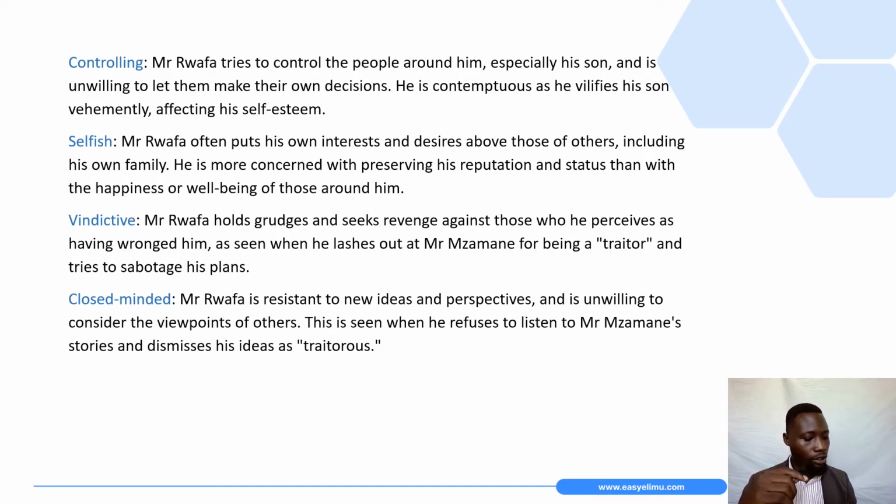him. So another thing that maybe you can also say about Mr. Ruafa is that he is vindictive. So he holds grudges and seeks revenge against those who he perceives as having wronged him. So this is also seen when he lashes out at Mr. Mzamani for being a traitor and tries to sabotage his plans.